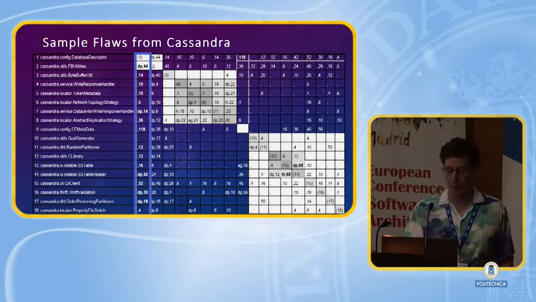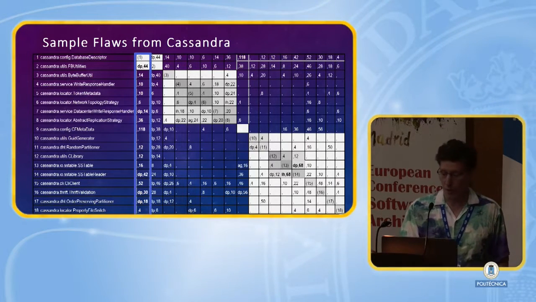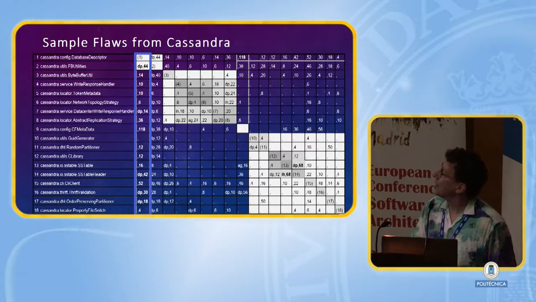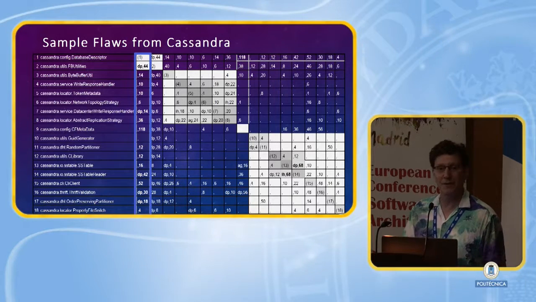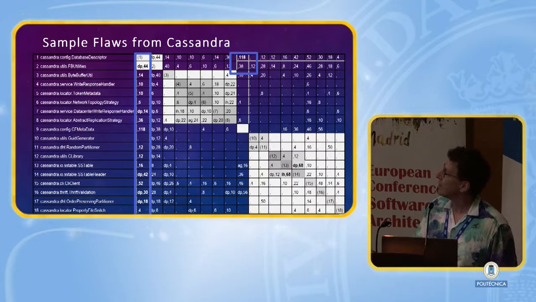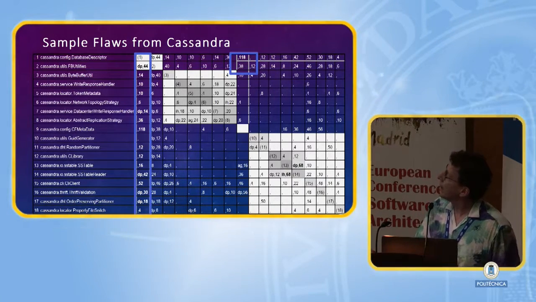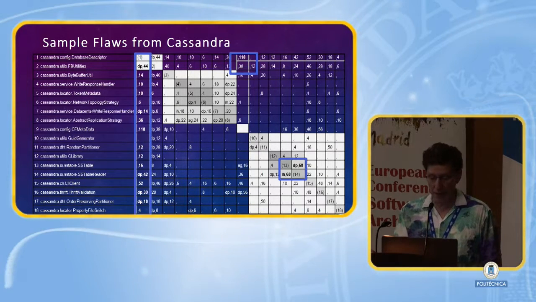Here's an example from Apache Cassandra. So here you can see another example of an unstable interface. There's a leading file and many, many other files depend on it and change very frequently with it. Here's an example of a modularity violation.